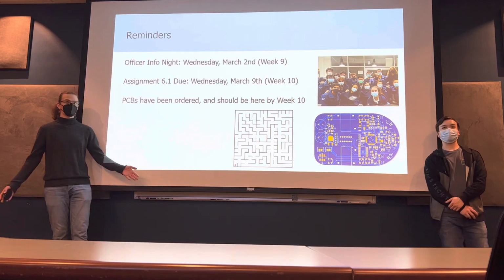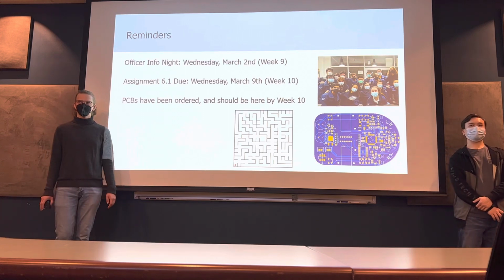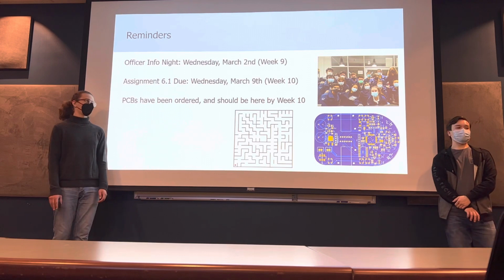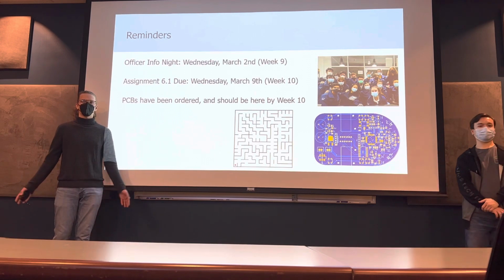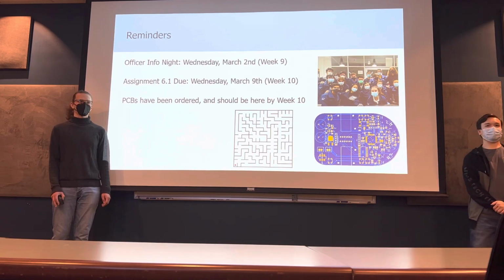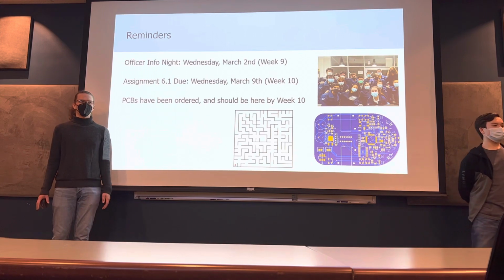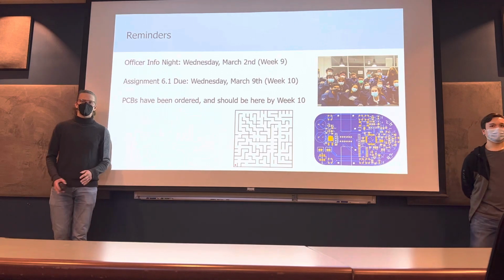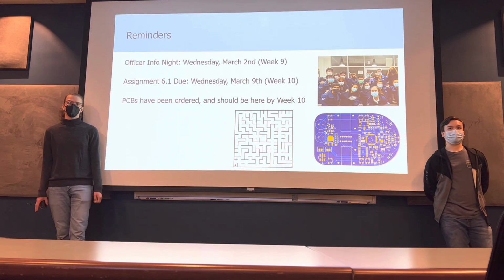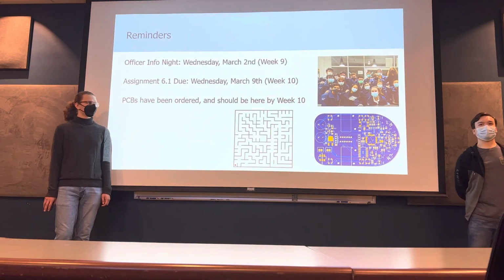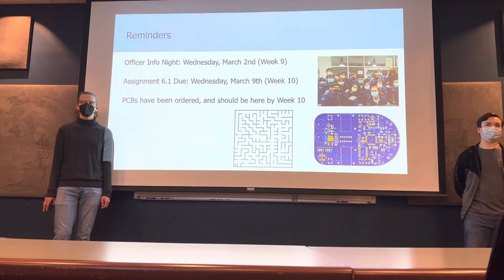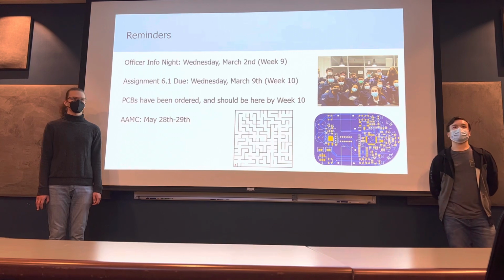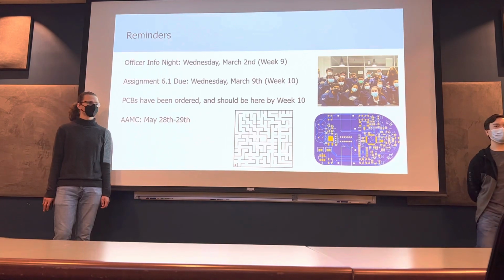We have ordered the PCBs. They're coming. They should take one or two weeks, so by the end of the quarter, week 10, they'll arrive, and parts are also trickling in. So hopefully at the end of the quarter, or definitely by the beginning of next quarter, you can get started on actually soldering and assembling everything. Then you'll have your own homemade rat to work on. That'll be a lot of fun. And then AMC, of course, May 28th to 30th, Memorial Day weekend again.